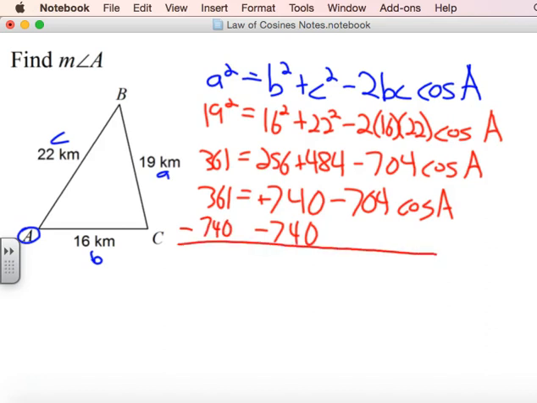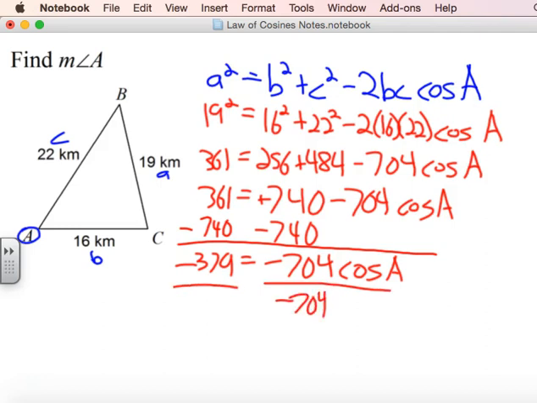So we get 361 minus 740 to be negative 379. And then over here on the right, we have negative 704 cosine of A. Okay, so it's negative 704 times, so we need to divide by negative 704 so that we get the cosine of A by itself. And when we divide that, we get 0.53835 equals the cosine of A.